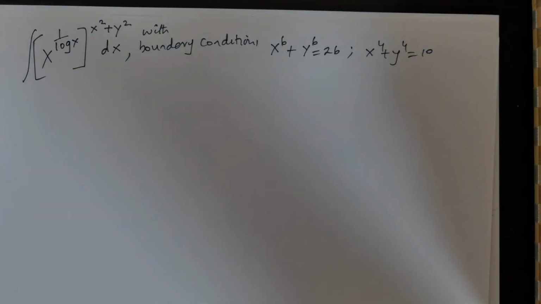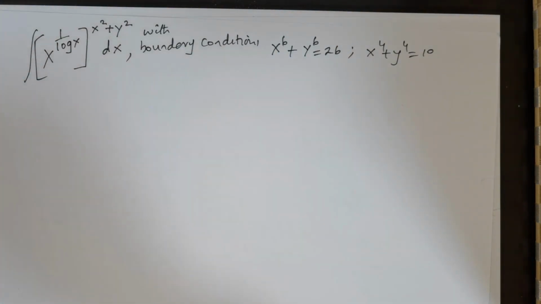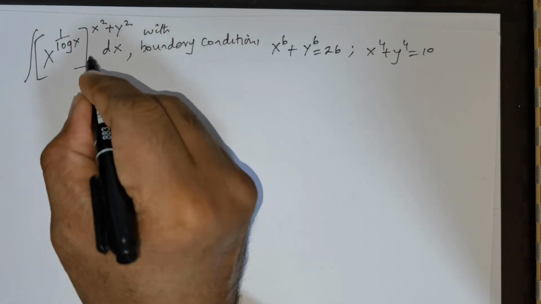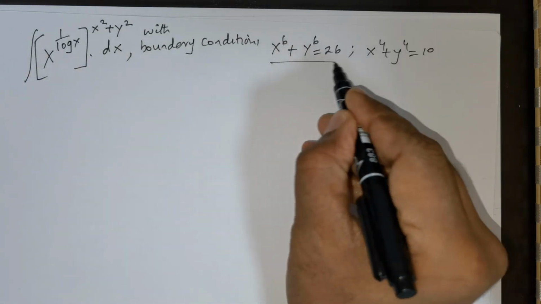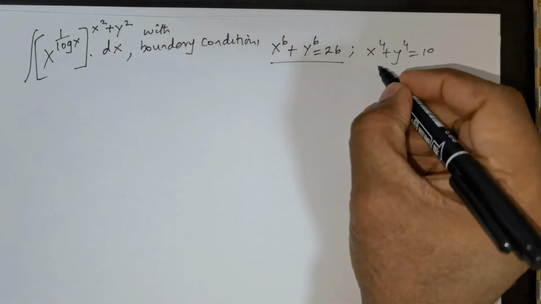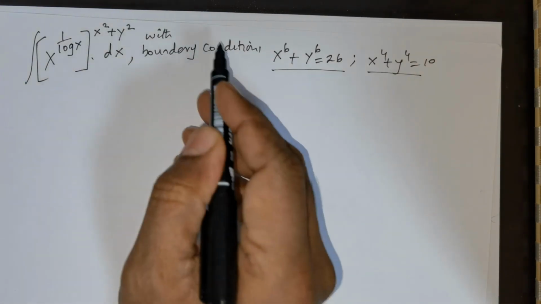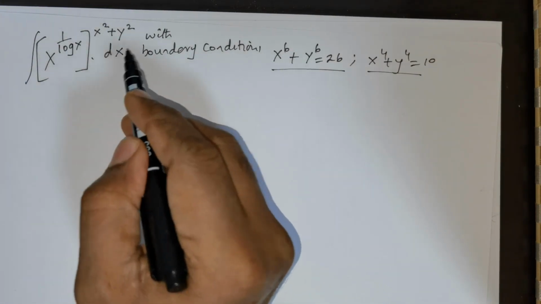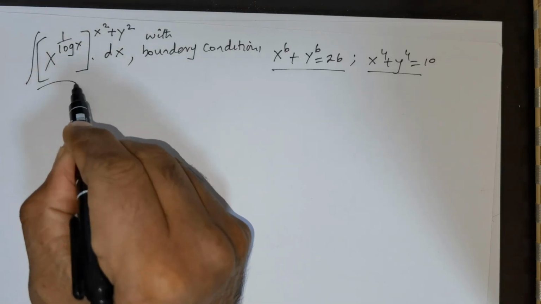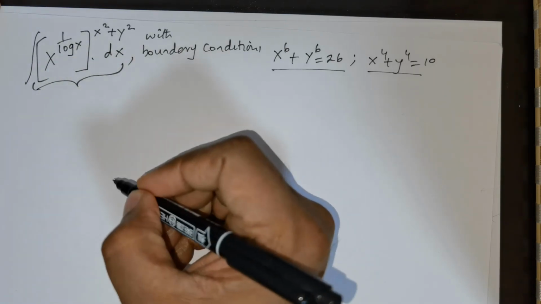We are expected to integrate the integral of x raised to the power of 1 over log x, that is raised to the power of x squared plus y squared, times dx. Now we have a boundary condition: x to the power of 6 plus y to the power of 6 is equal to 26, and x to the power of 4 plus y to the power of 4 is equal to 10. We have to make use of this boundary condition and make sure that we are in a position to integrate this quantity. Now it looks challenging, and let us get it started.